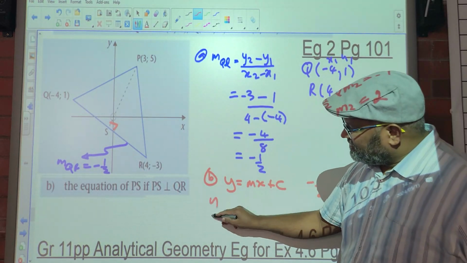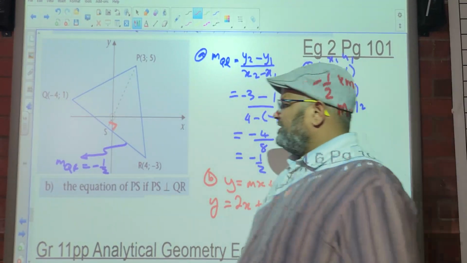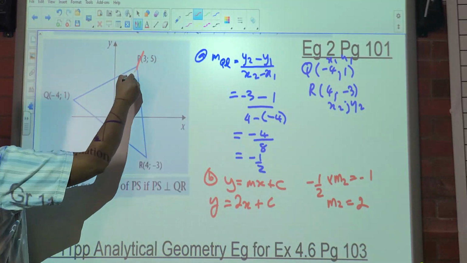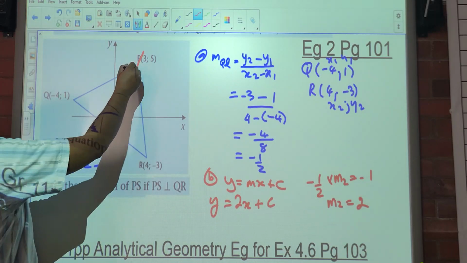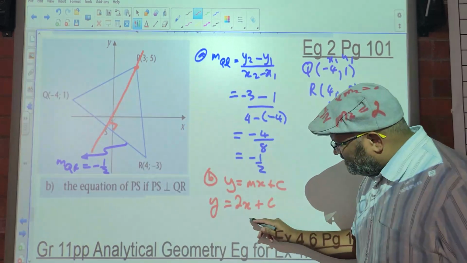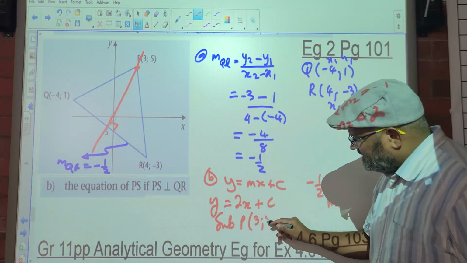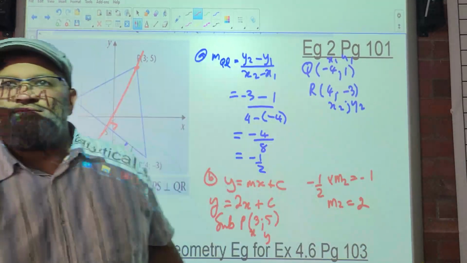So what's my equation now? Y is equal to 2x plus c. Now in order to calculate the c value, I need a point that's lying on the straight line, which is PS. And we know that P is lying on PS. What's the coordinates of P? 3 and 5. So in other words, we'll substitute P, which is 3 and 5. Remembering that's an X and a Y.